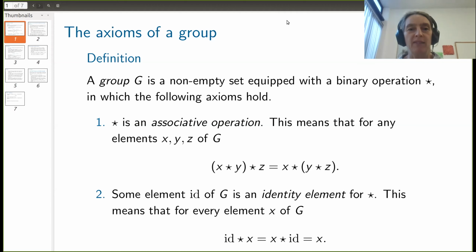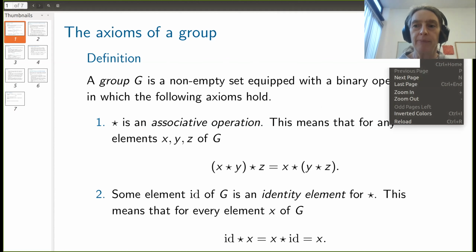So my advice in terms of thinking about this definition and learning about it would be to think about it in the context of the various examples that we know about, and maybe more examples that you might like to think about yourself. The definition of a group is probably the most important piece of knowledge in our entire module. A group, G, is a non-empty set, so it's got to have at least some elements, equipped with a binary operation, which we've called star, in which the following axioms hold.